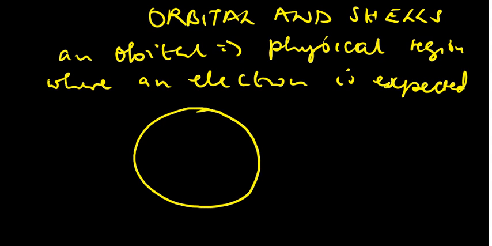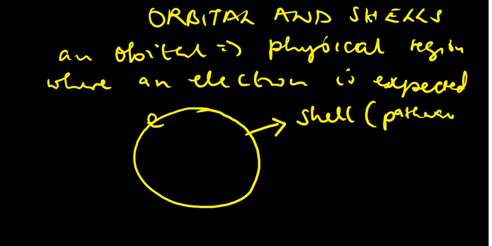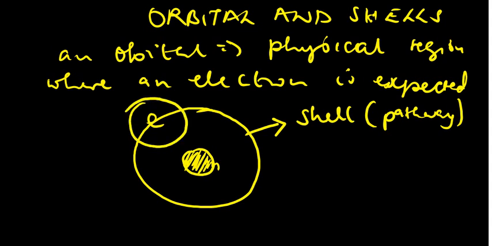a shell. Okay, so a shell is the pathway. So a shell is simply a pathway through which this electron orbits the nucleus, or rather surrounds the nucleus, or moves around the nucleus. That's the shell. But the orbital is specifying the region where we are most likely to find that electron. So this is what we are calling orbital.